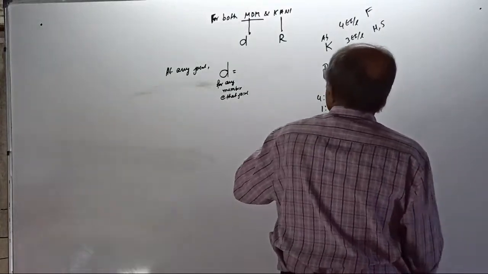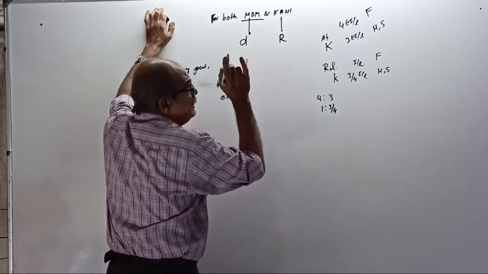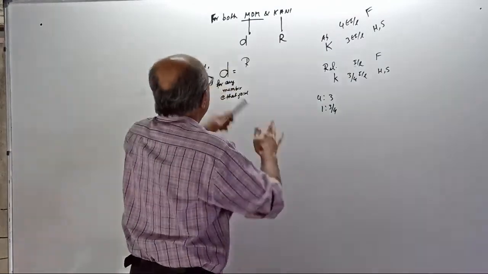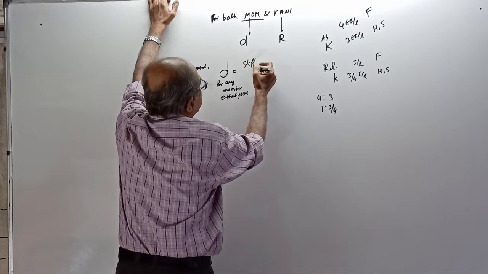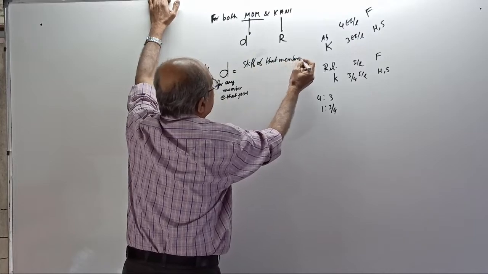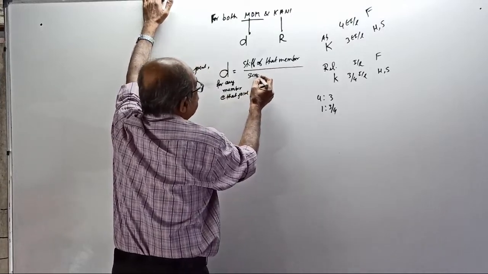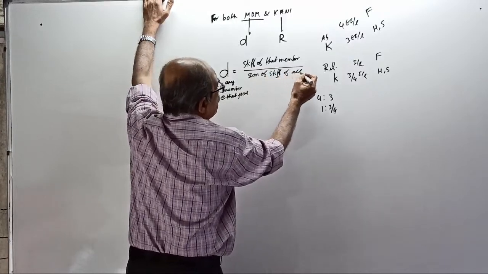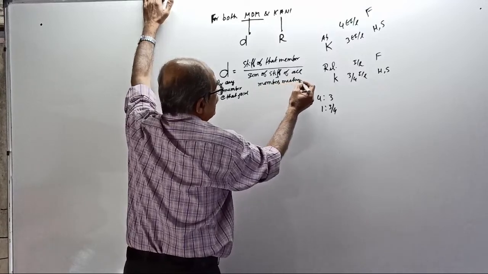Now, further, distribution factor at any joint equals, see, I am using relative stiffness. Either use relative stiffness or absolute stiffness, or I will put just stiffness. Your choice is stiffness of that member. Stiffness of that member for which you want the distribution factor, divided by the sum of stiffness of all members meeting at the joint.